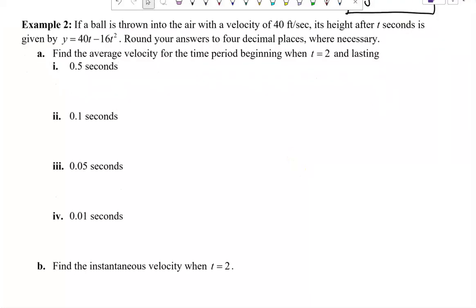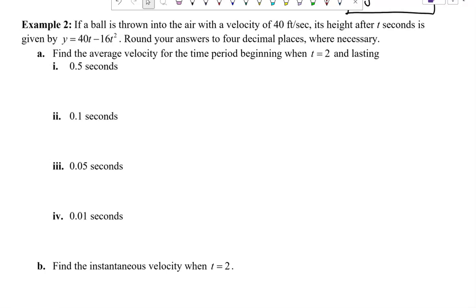Example 2: if a ball is thrown into the air with a velocity of 40 feet per second, its height after t seconds is given by y equals 40t minus 16t squared. Round your answer to 4 decimal places where necessary. Find the average velocity for the time period beginning at t equals 2 seconds and lasting 0.5 seconds, 0.1 seconds, 0.05 seconds, and 0.01 seconds. Finally, they want us to find the instantaneous velocity when t equals 2.